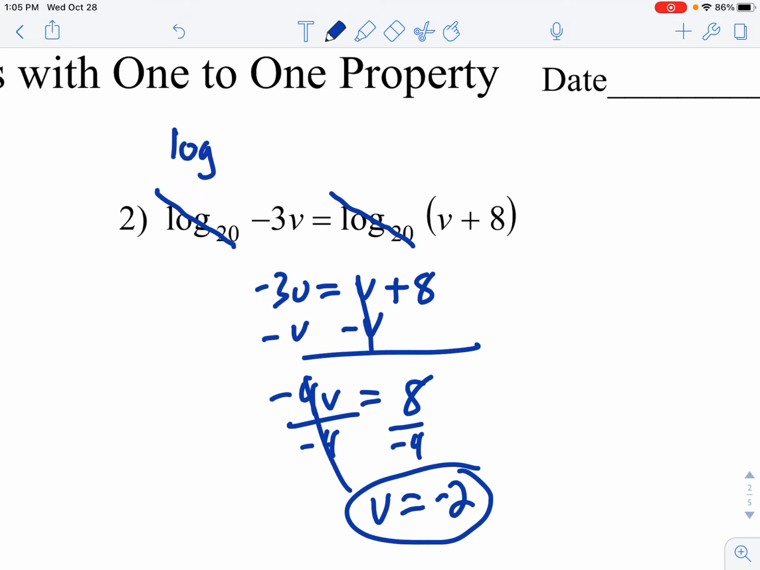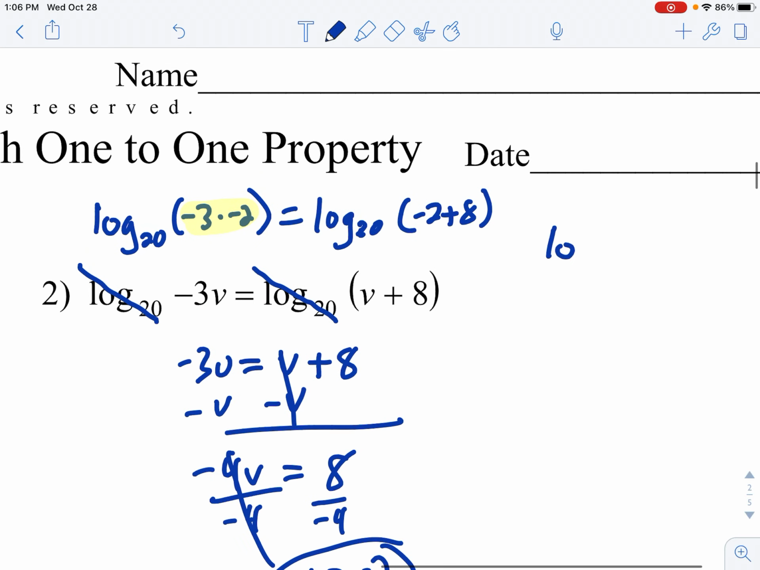If we plug this back into the original problem and try to check it, what happens? Well, here we have a negative times a negative, which equals a positive, so that becomes log base 20 of 6. And then on the other side, -2 plus 8.